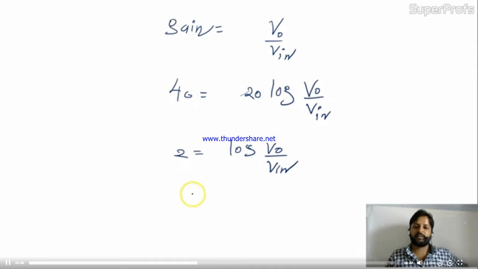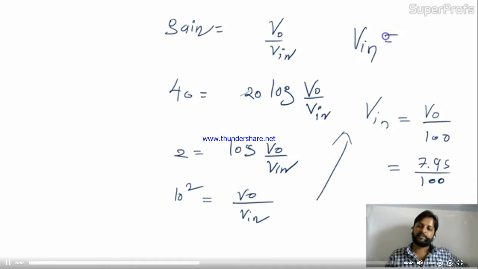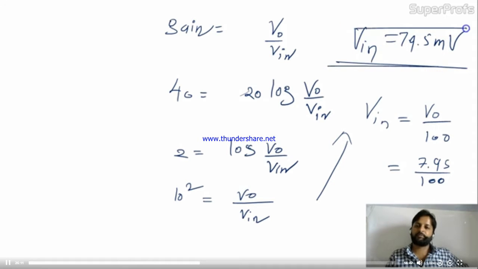Let's take antilog both sides. It will be 10 to the power 2 equals V0 by V in. Okay, friends. So V in will be V0 divided by 100. So it will be 7.95 divided by 100, so I can write it as 79.5 millivolt. This should be the maximum voltage we can apply, so we'll get the output perfect, whatever we want.